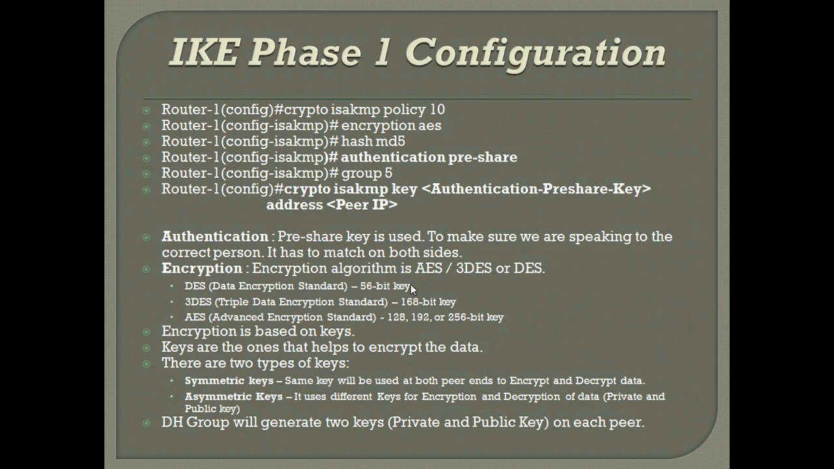While in the case of asymmetric keys, they can also do encryption and decryption, but in a slightly different manner. How does it work? It generates two keys, a private and a public key. To make it simpler, asymmetric keys mean encryption is done with one key and decryption with the other key, at both the peer ends. The DH group only does this type of encryption. The DH group will generate two keys, a private and a public key, on each peer.